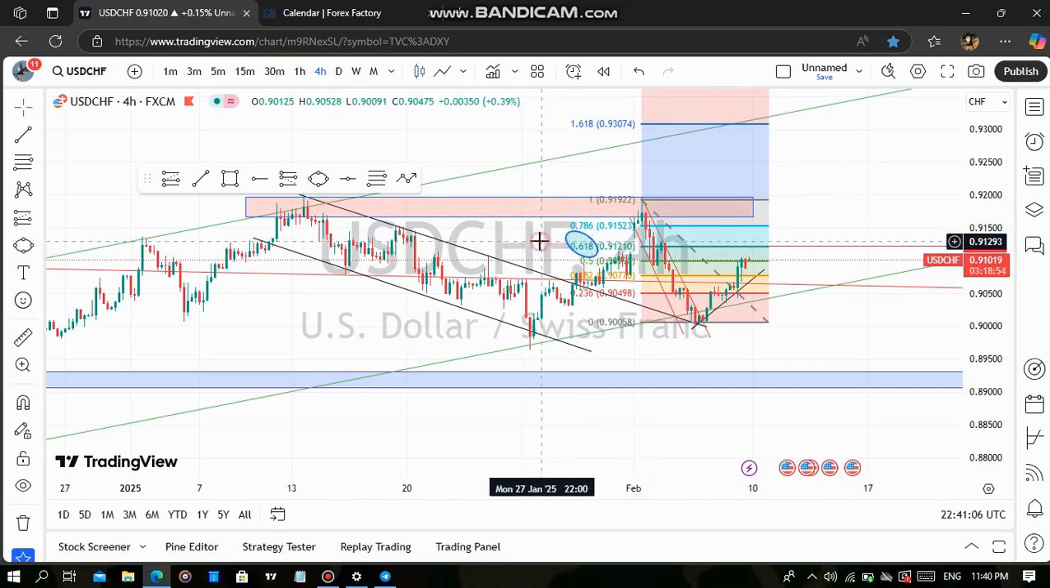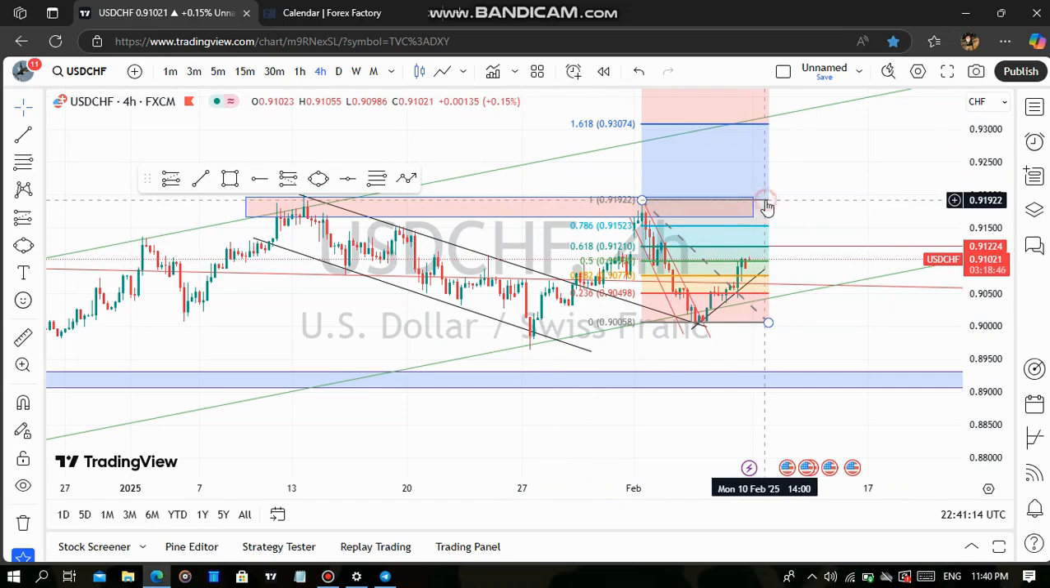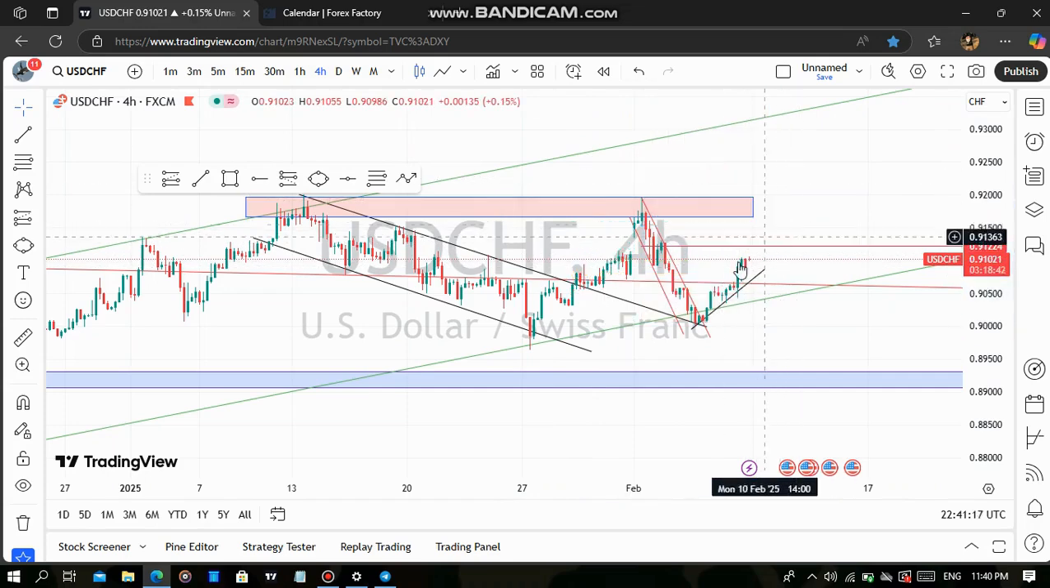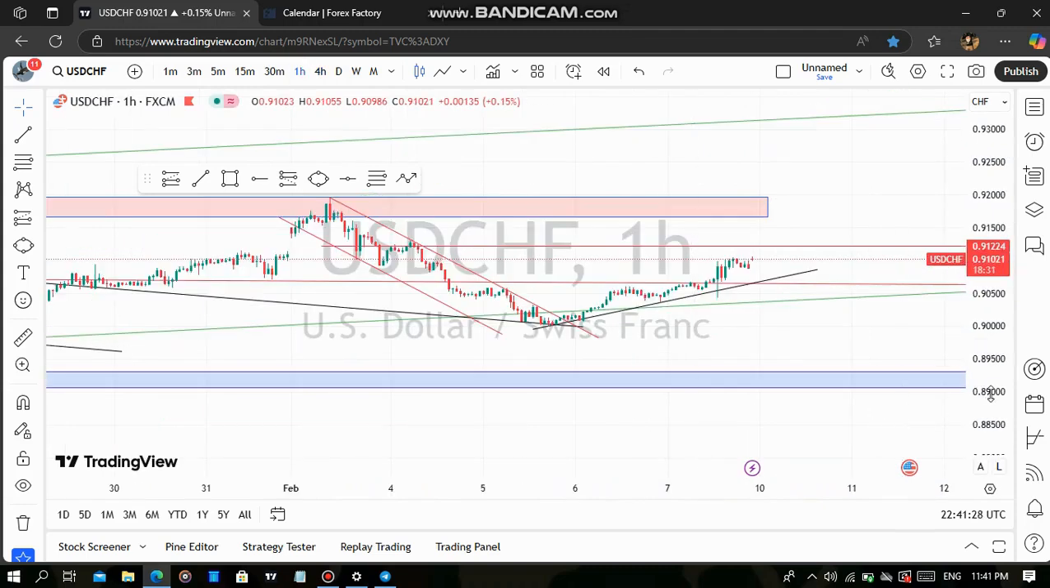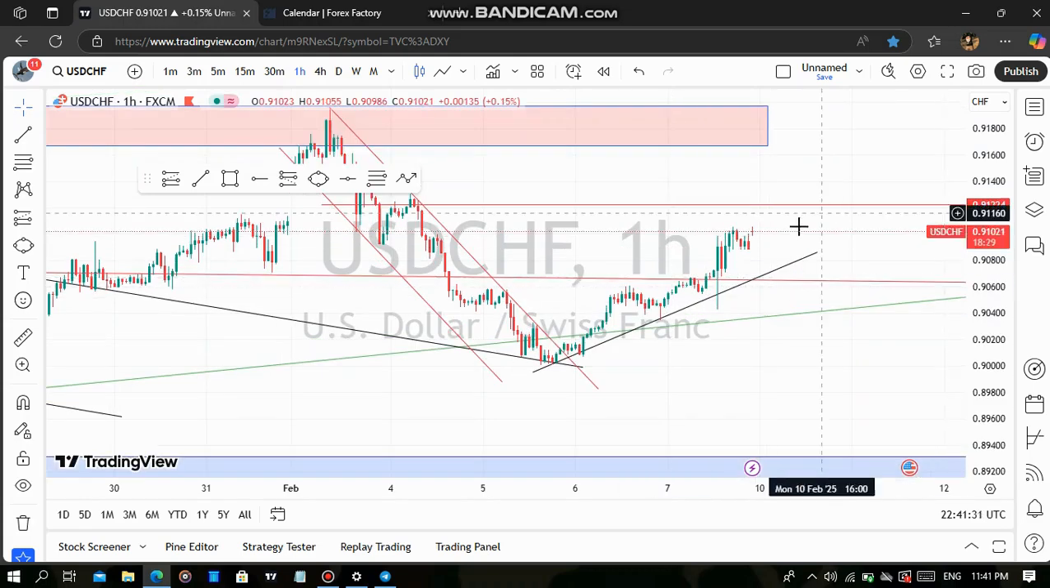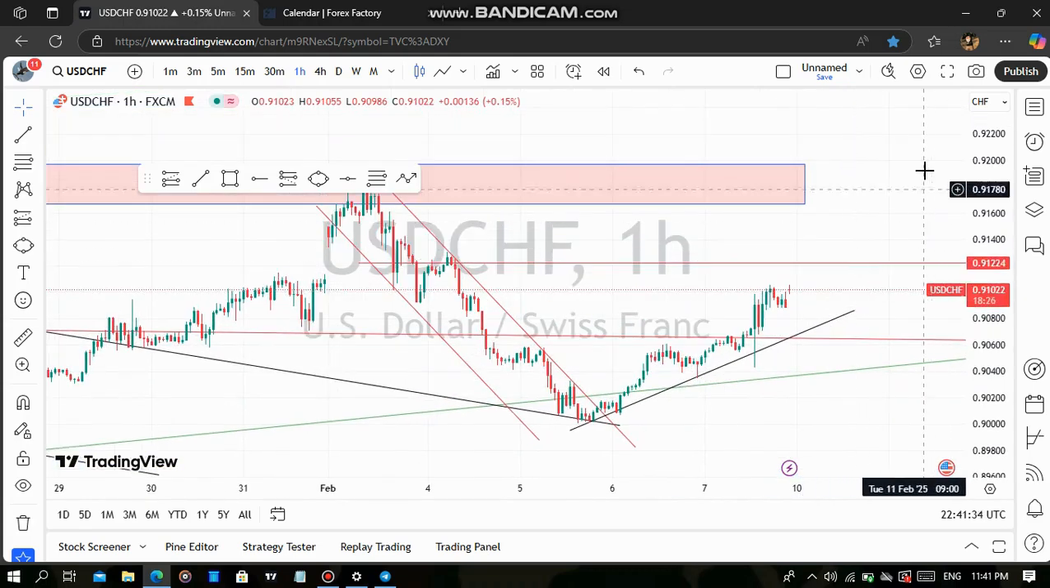That's my level. I don't like keeping the Fibonacci because of the color and co, so I'll just delete it. I already marked out my zone. So any price reaction here, you might want to consider selling, take a sell trade on USD CHF. Okay, that's about USD CHF.